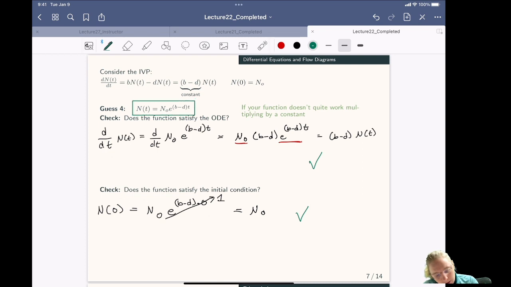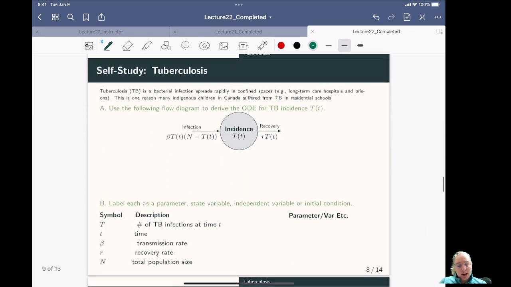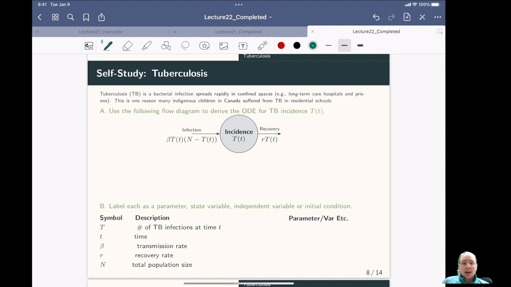All right, so with that, I'm going to leave you with this self-study where you're going to use those techniques that we just learned above to try to check the solution to a differential equation.